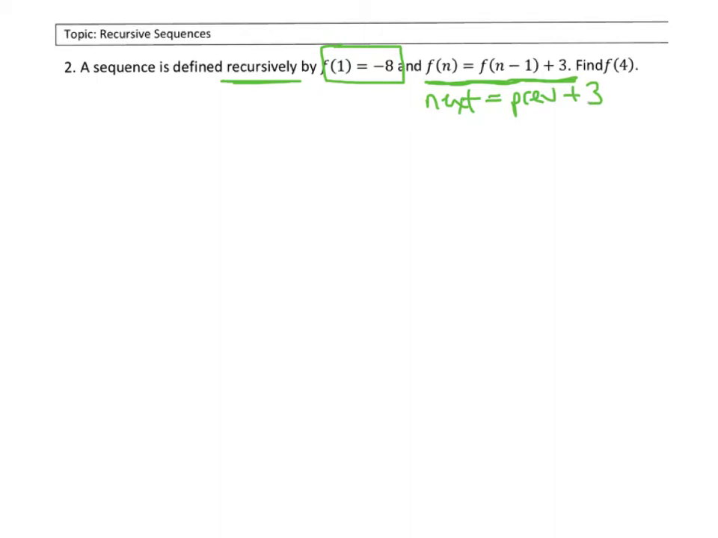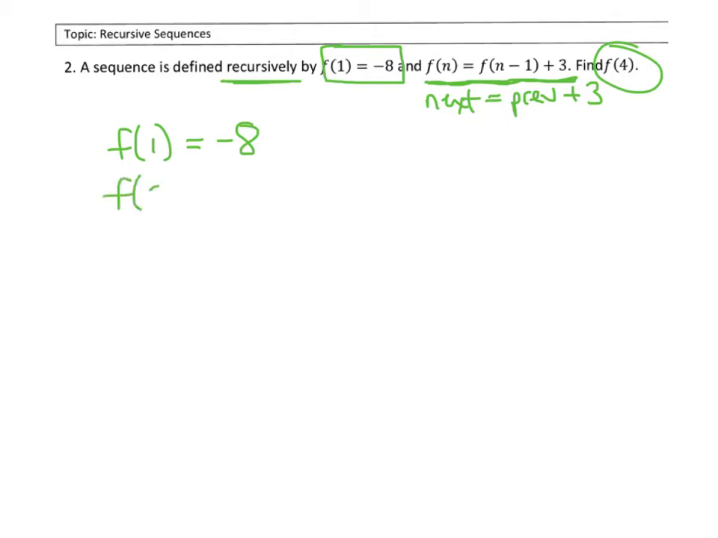So this rule is basically just telling us to take the answer from the term before and add 3 to get the next term. We are asked to find specifically f of 4. So with recursive sequences, we can't jump right to the fourth. We have to go step by step like a ladder. So we start by writing down what we know. The first term is f of 1 is -8.